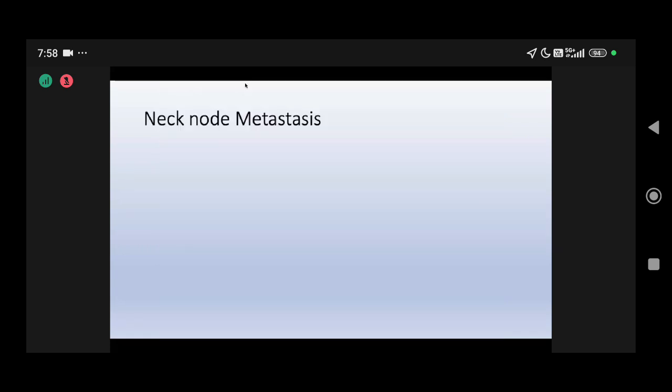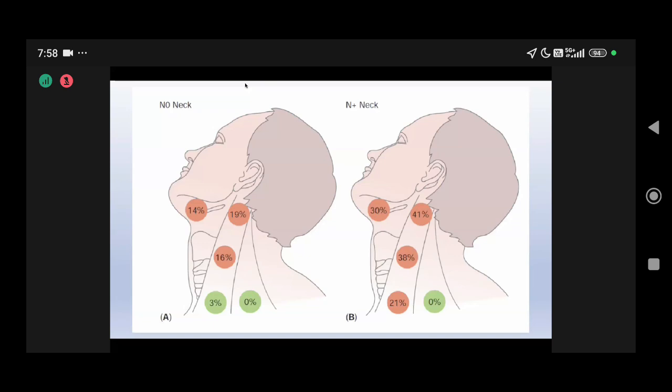I will briefly touch on neck node metastasis, as there will be a dedicated session in the subsequent talks which will be taken by an expert on neck node metastasis. As you can see from the numbers, tongue is notorious for neck node metastasis. In a clinically N0 neck, the chances of having level 1, 2, and 3 neck node metastasis are 14, 19, and 16%, and there can be a 3% level 4 metastasis, whereas in the N plus neck, there is more than 20% chance of involvement of levels 1, 2, 3, and 4.